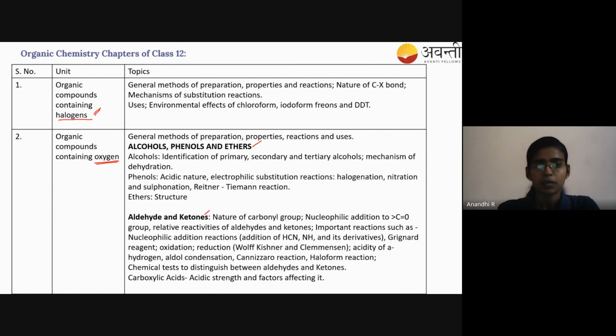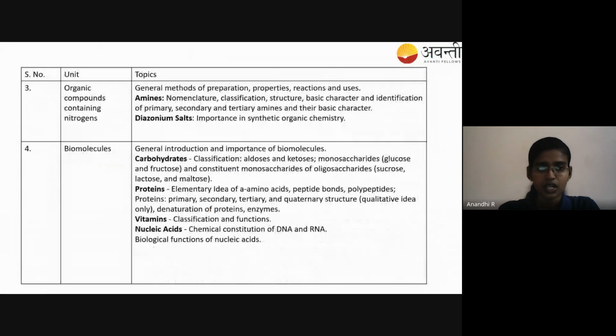Very important chapters. And organic compounds containing nitrogen is your amines lesson, which is a very small and easy lesson. And biomolecules is coming under organic, but it is a biochemistry lesson. So that's why they have placed this under organic chemistry. So carbohydrates, proteins, vitamins, nucleic acids will be discussed here.